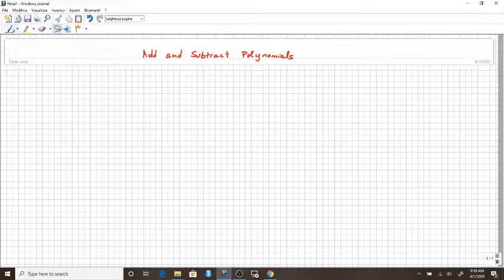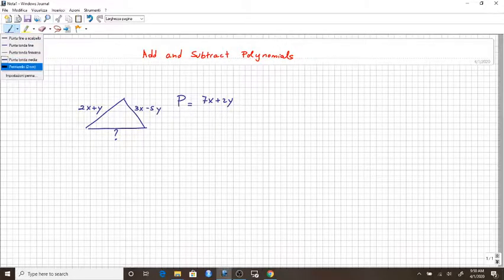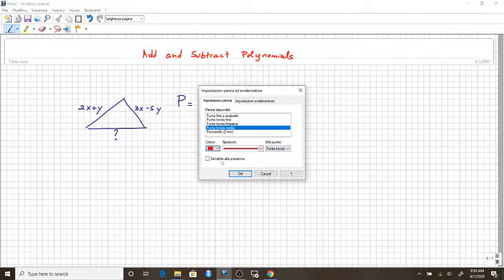Imagine again we have a triangular shape, and what we know is the perimeter of this triangle, which is 7x plus 2y, and we also know two sides. One is 3x minus 5y, and the other side is 2x plus y. What we want to find is the missing third side, the base of the triangle. One way to proceed, at least conceptually, is to start with some numbers, see what happens with numbers, and then use the same process with polynomial expressions.